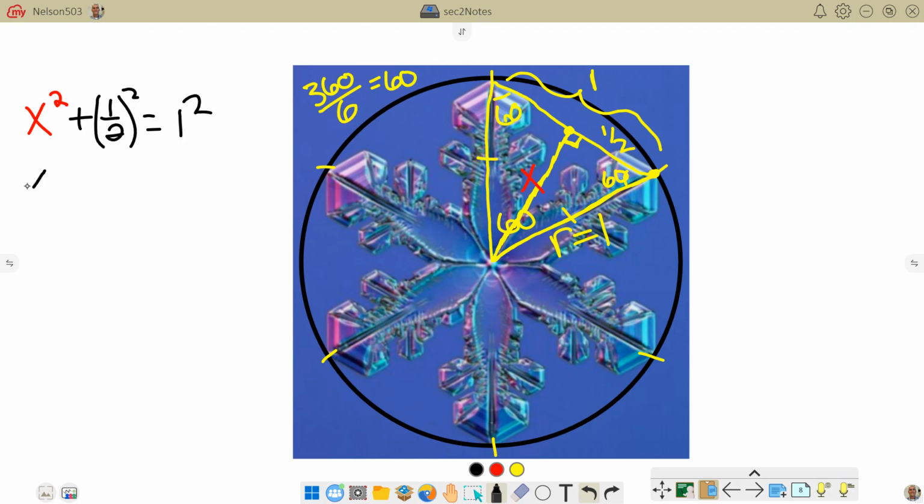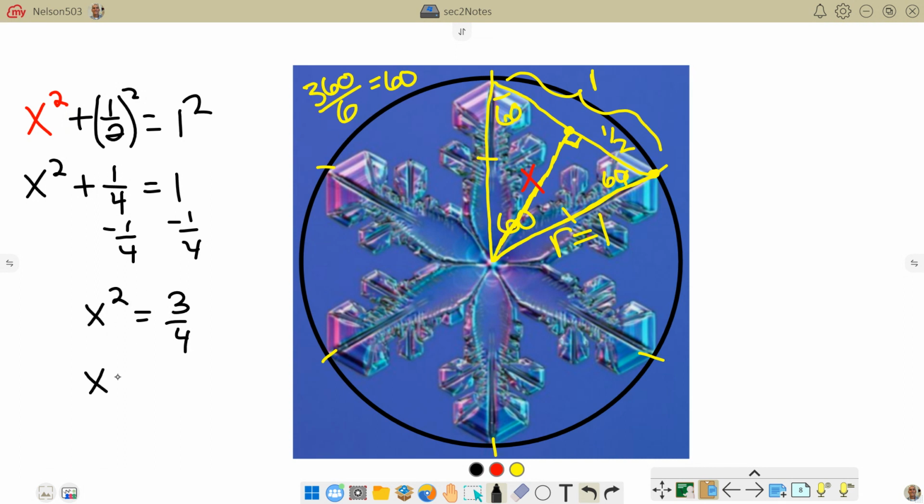Okay, so we get x squared plus 1/2 times 1/2 is 1/4. And then I've got 1 squared is 1 on this side. Now, if I subtract 1/4 from both sides, I have 3/4 on the right side, and on the left side I got x squared. If I take the square root of both sides, I get the square root of 3/4.